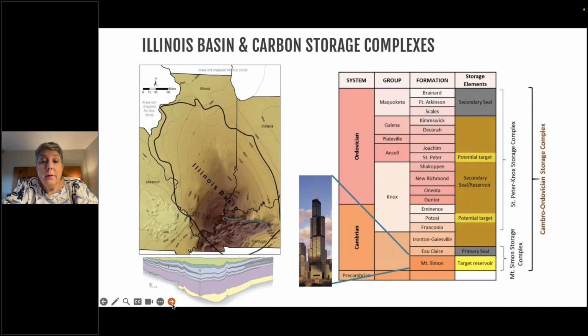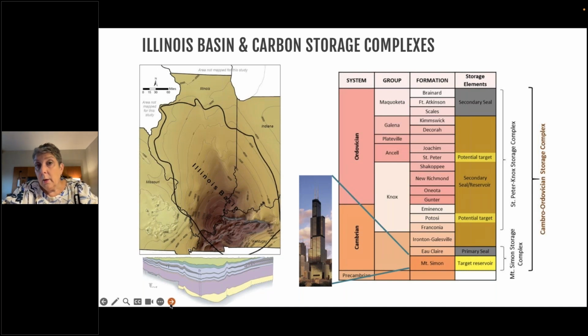At Decatur, the top of the Mount Simon sandstone is 5,500 feet beneath the surface, and it is 1,500 feet thick. The Eau Claire shale sits directly on top of the Mount Simon sandstone, and it's about 450 feet thick at that location.